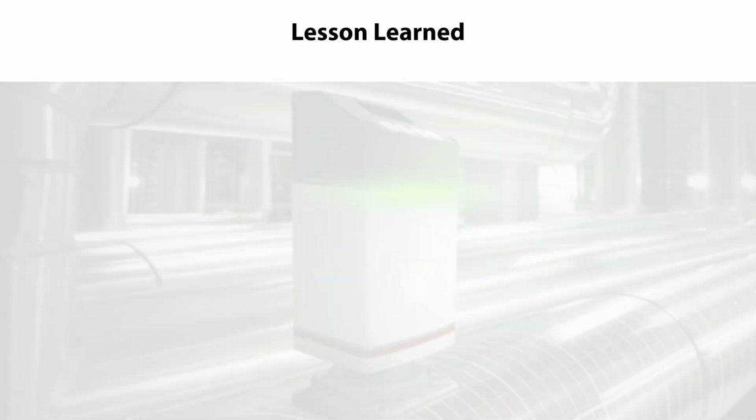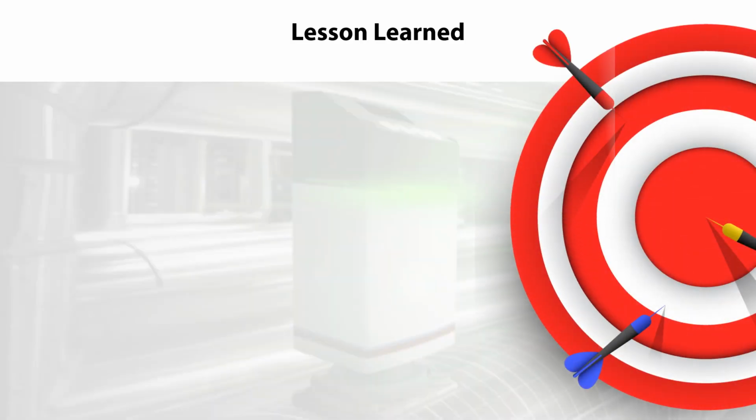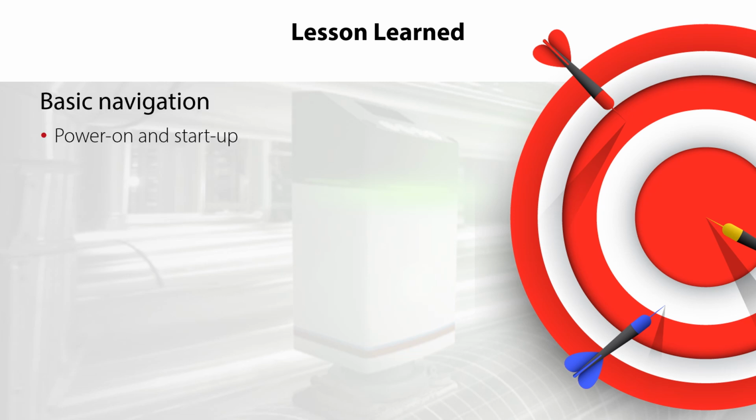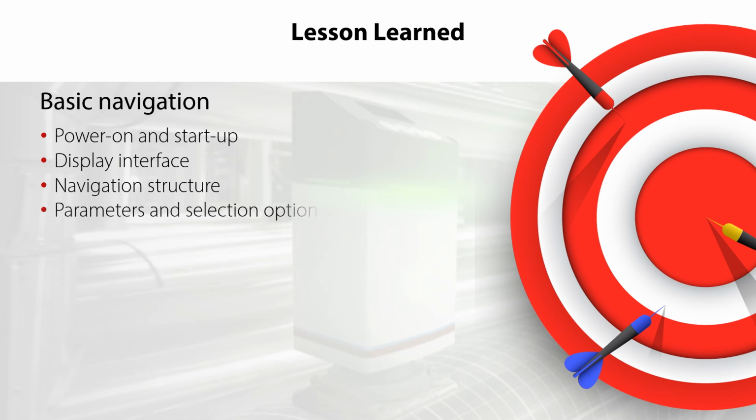So, you have now completed this Danfoss ICAD B setup and configuration video about basic navigation. This means that you know how to power on and start up the ICAD B. You know how to understand the ICAD B display interface. You know how the ICAD B navigation structure is built up. You know how to switch between the different ICAD B parameters and selection options. You know how to return to the main screen from the parameter menus.